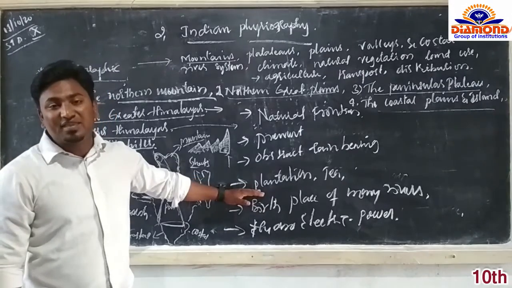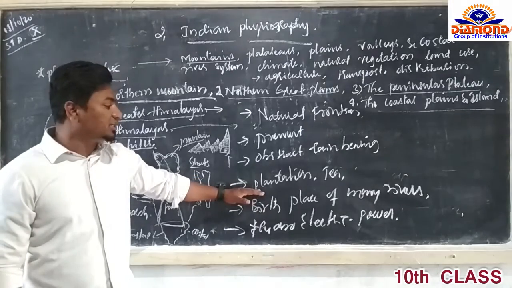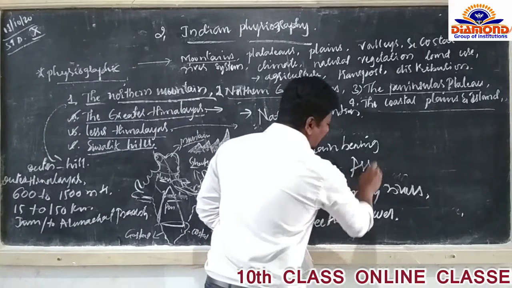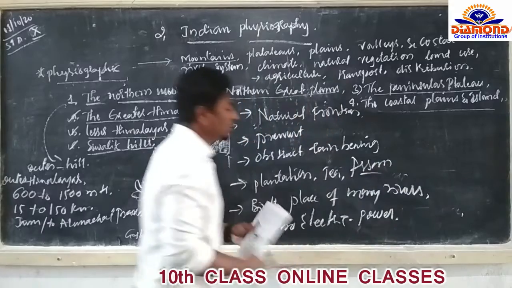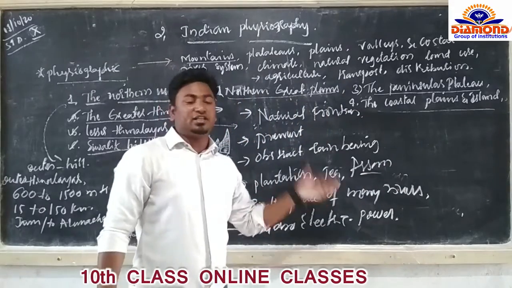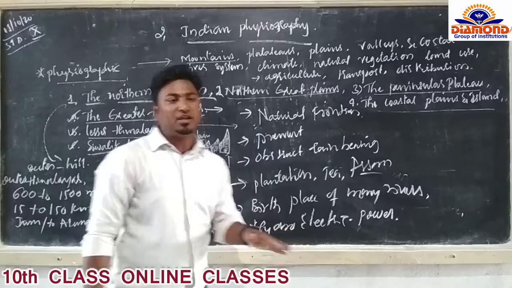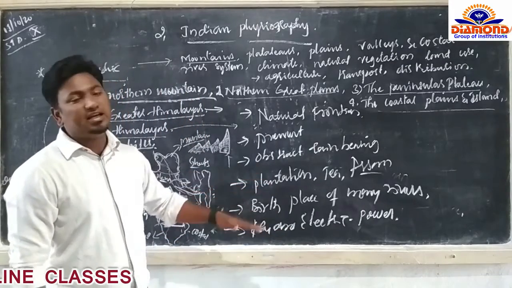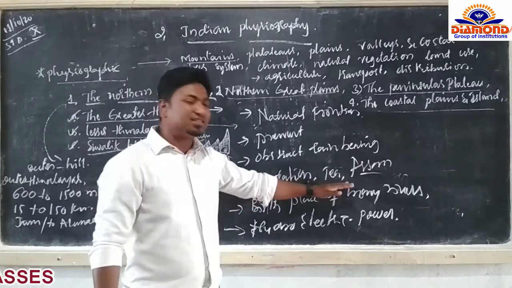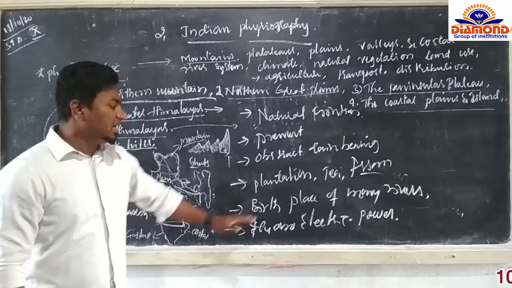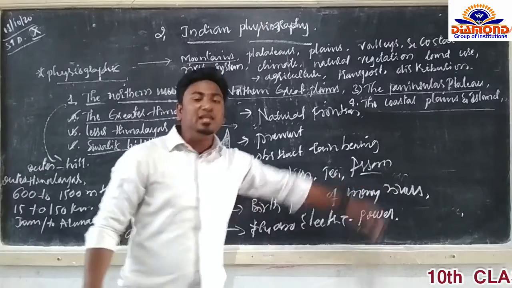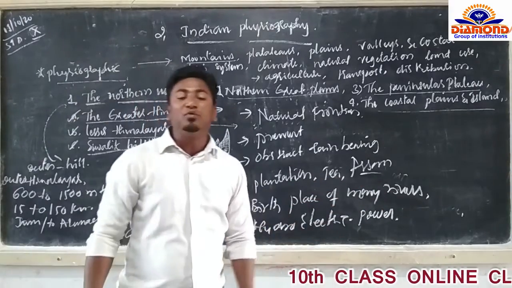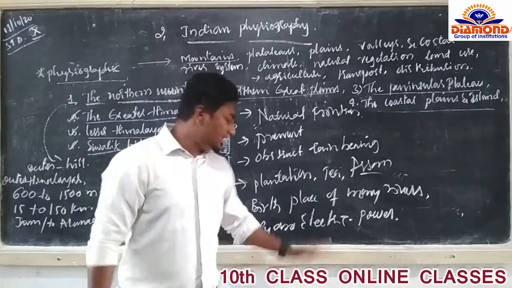And because of that, in Assam we see tea plantations. Assam tea is very famous because of the slopes and the mountain ranges, which give a facility to grow the best tea in this place. This is also the birthplace of many rivers, and hydroelectric power is also generated in this area.